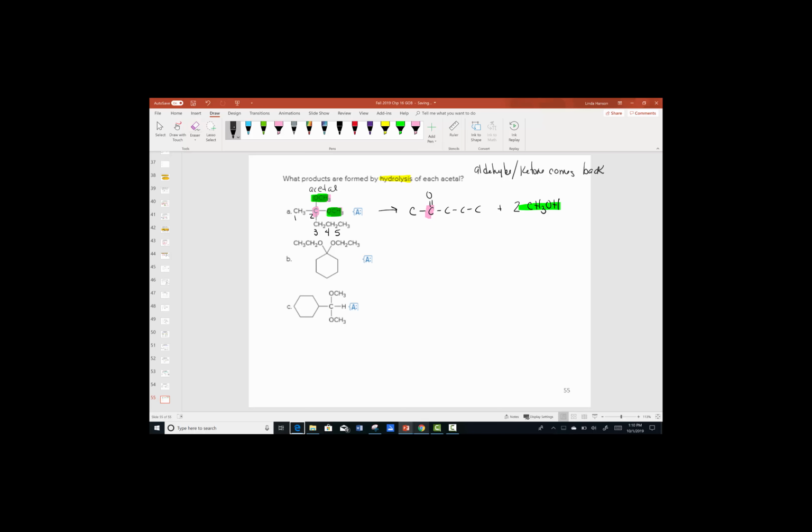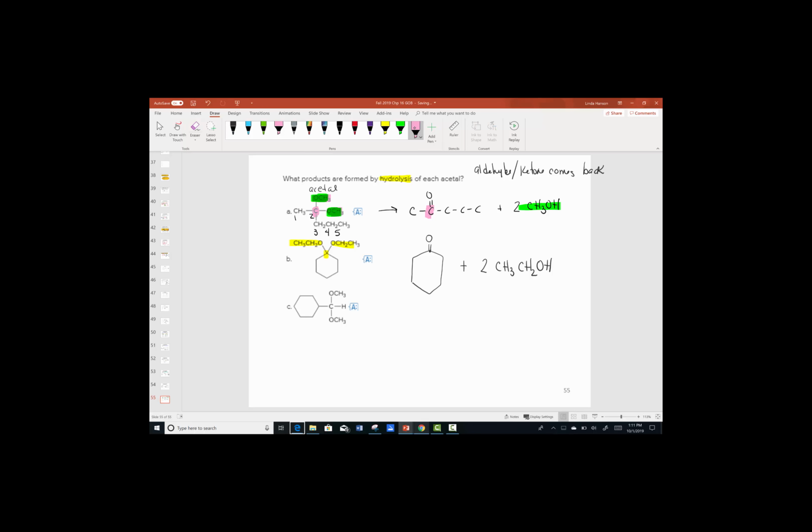Let's try letter B. Letter B, I'll start by recognizing the carbon that's attached to 2 OR groups. That is the carbon then that will be returned to the ketone. So I'll simply draw that cyclic structure. It's a 6-membered ring. And here the carbon is returned to a ketone, and the alcohol would be 2 equivalents of CH3CH2OH.